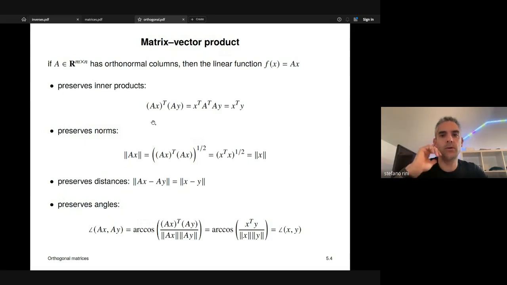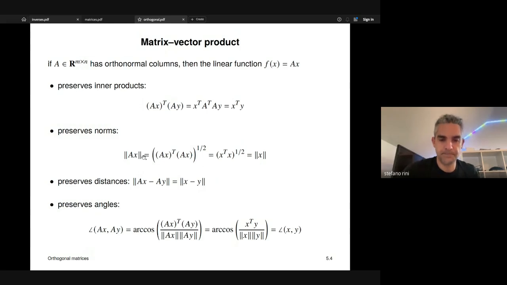In a sense, what you're doing is taking a linear function of x, and the same linear function of y, and showing that the inner product of the transformed elements is the same as the inner product of the original ones. This is kind of surprising, and it's very important, right? It's said that matrix-vector products preserve the inner product. Okay, then we also preserve the norm.